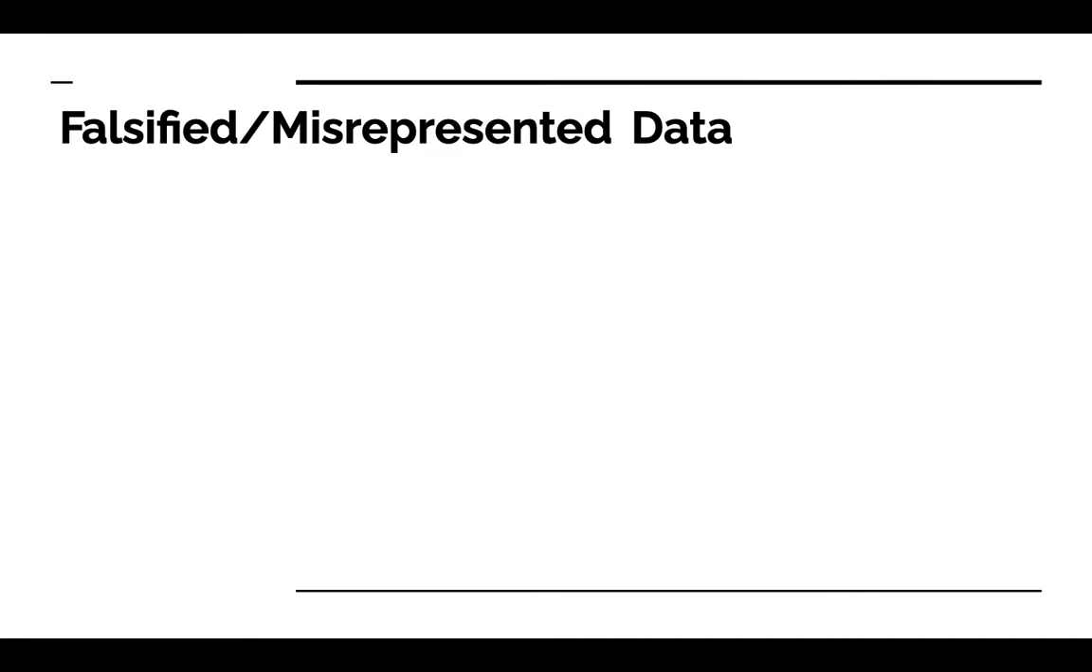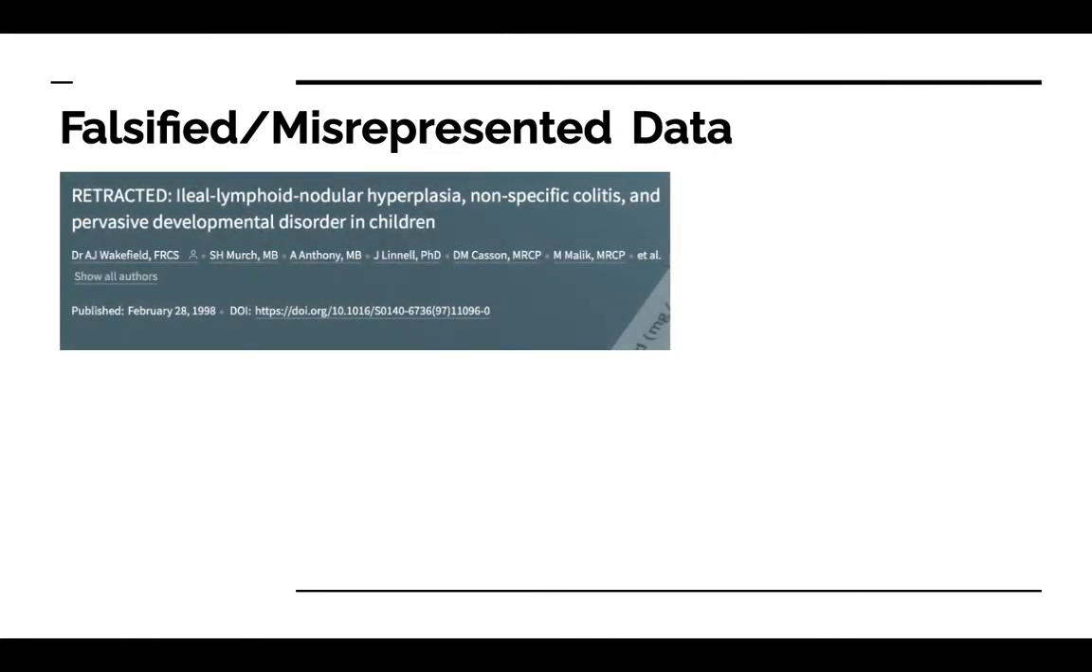So, falsified, misrepresented data. Okay, here's the big one. Retracted: ilio-lymphoid nodular hypoplasia, nonspecific colitis, and pervasive developmental disorder in children. Ooh, let's see if I can say that two times fast. Ilio-lymphoid nodular hypoplasia, nonspecific colitis, and pervasive developmental disorder in children. There we go, said it the second time. This seems like a very trustworthy paper because it has all of these grandiose, scientifically ostentatious words, this very scientifically based lexicon. However, this study is actually false.